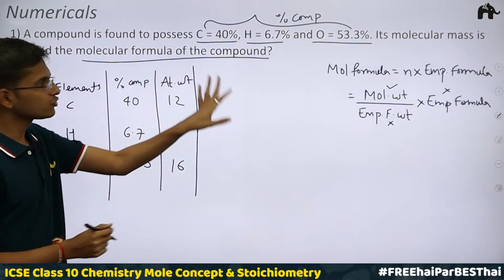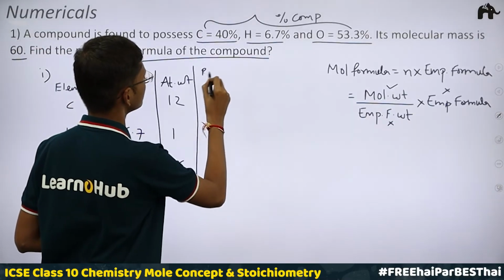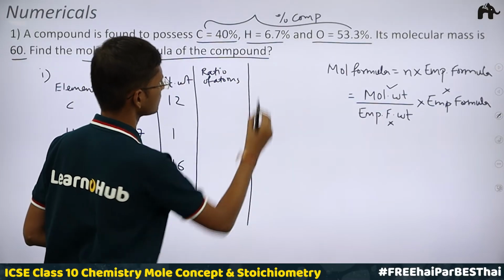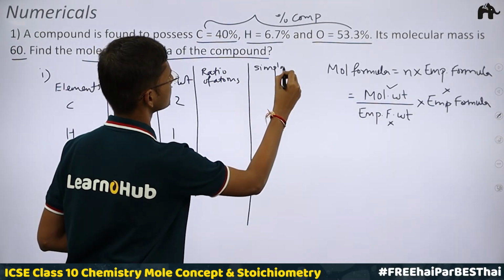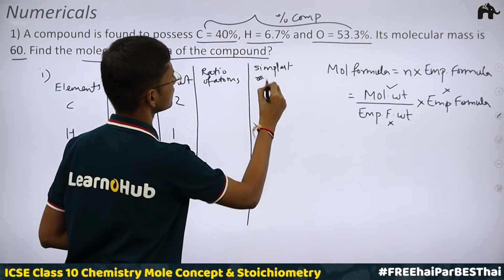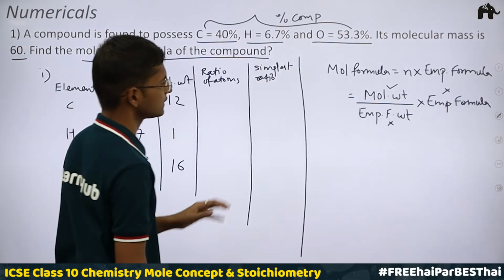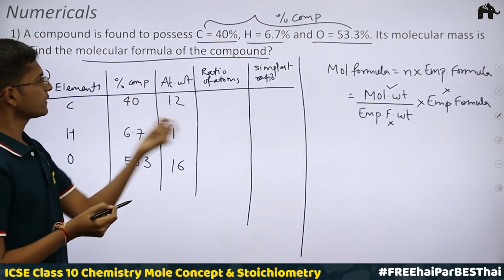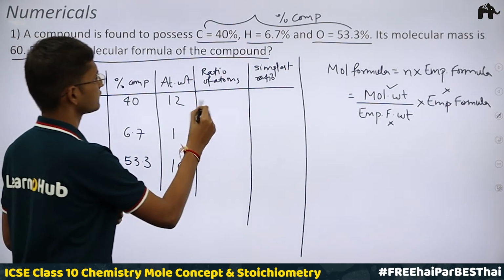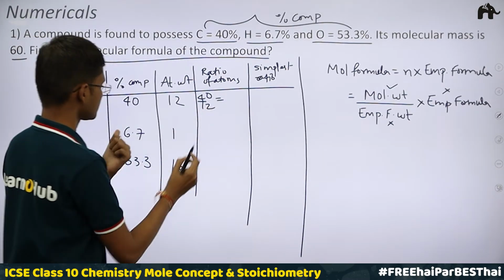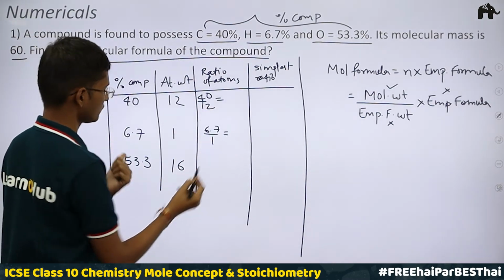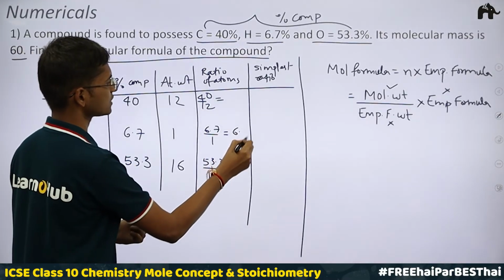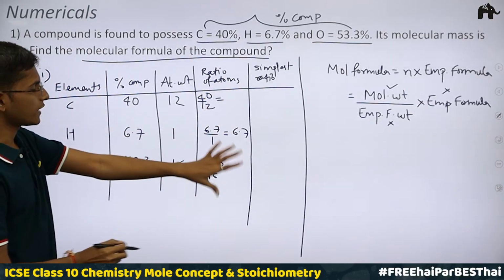Then the last 2 steps we are going to find out are the ratio of atoms and the simplest ratio. I hope you can pause here and find this on your own. So how to find the ratio of atoms? Percentage by weight divided by atomic weight. 40 by 12 gives 3.3, 6.7 by 1, and 53.3 by 16. So this would be 6.7 itself. The remaining 2 answers you can find on your own.